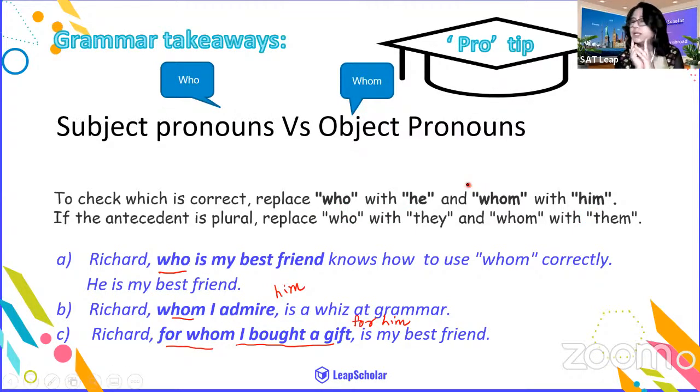Now don't wonder why they're not talking about her and she. It's only about grammar, not about equality, right? So it doesn't matter. Let's stick with he and him. It makes life easier for us. This is also tested on the SAT.